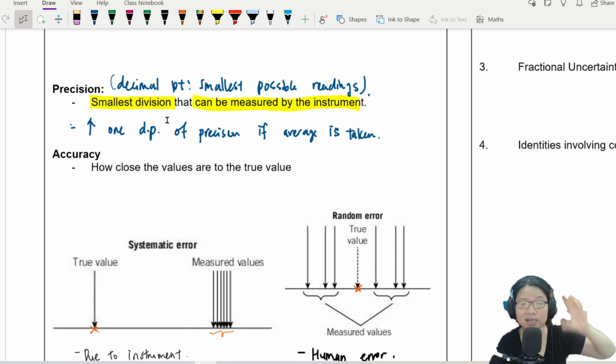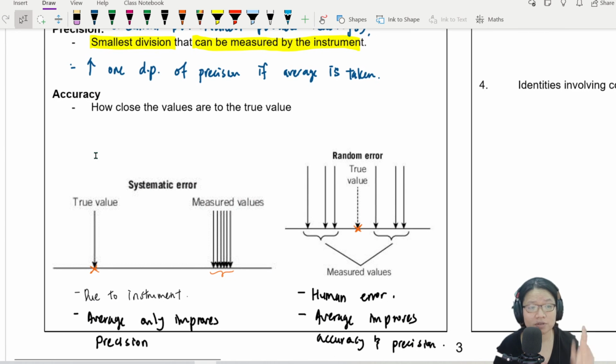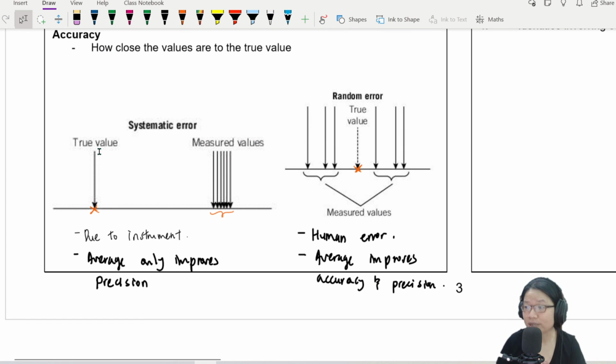Okay, so we use the terms precision and accuracy to evaluate your data. My data is precise, my data is accurate. Then if let's say it's not perfect, we can always identify errors. Random errors are normally due to human errors. We have done a few examples, and average can improve both accuracy and precision for random errors. But if you have systematic error, you can still take average, you can still take repeated readings, but it only improves precision. It doesn't improve the accuracy because there is a calibration problem.